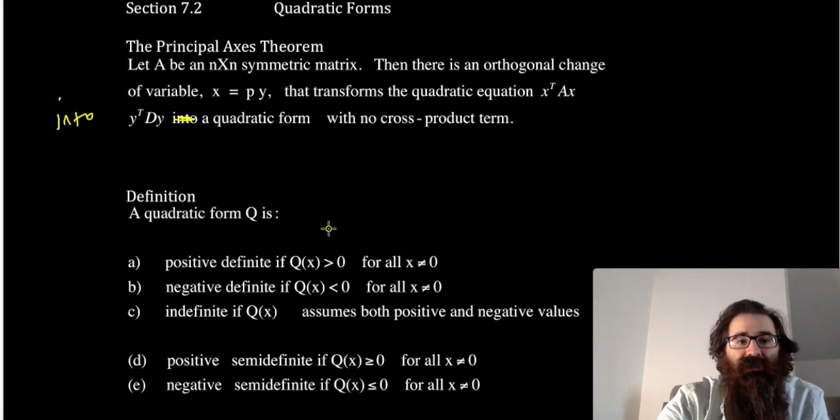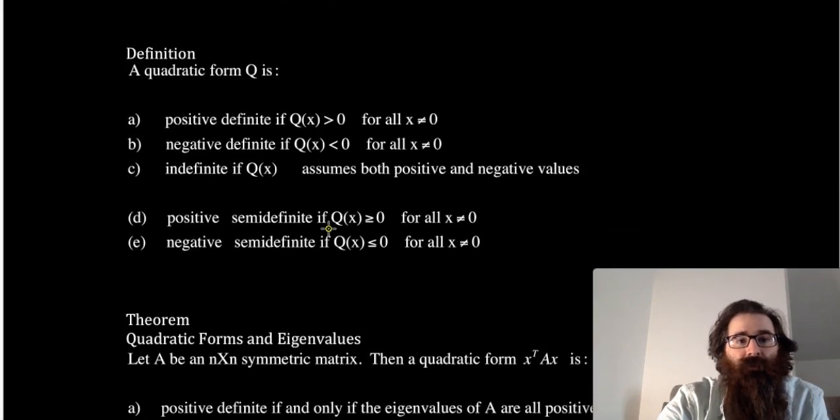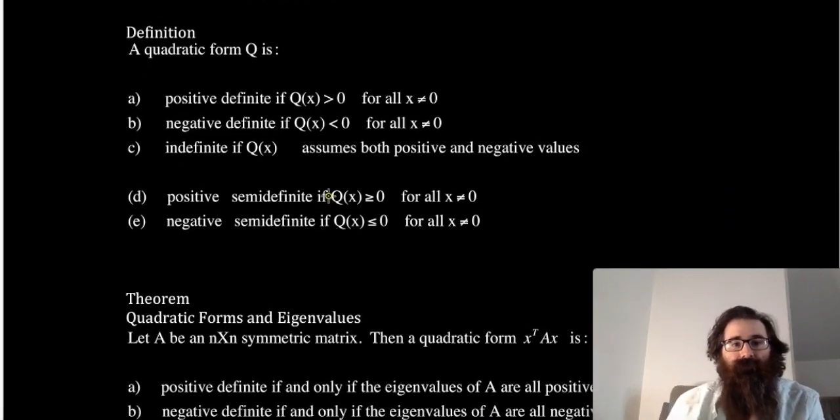And we have a nice definition to start with. A quadratic form, capital Q, is positive definite if Q of x is greater than 0 for all x not equal to 0, negative definite if Q of x is less than 0 for all x not equal to 0, indefinite if Q of x assumes both positive and negative values, positive semi-definite if Q of x is greater than or equal to 0 for all x not equal to 0, and negative semi-definite if Q of x is less than or equal to 0 for all x not equal to 0.